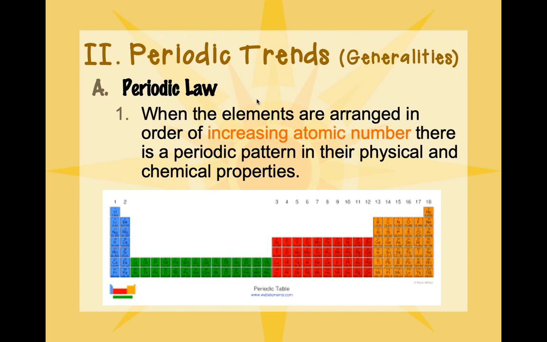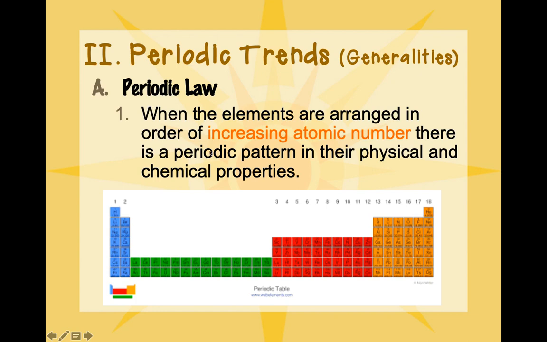That's fine, but the only way you're going to see the patterns that we talk about today is if they are in order of atomic number, from 1 all the way to 118 as far as we know. Unless we make or discover more elements, we stop at 118. So when you do that, you'll be able to see the patterns we're talking about. That's what the periodic law states.